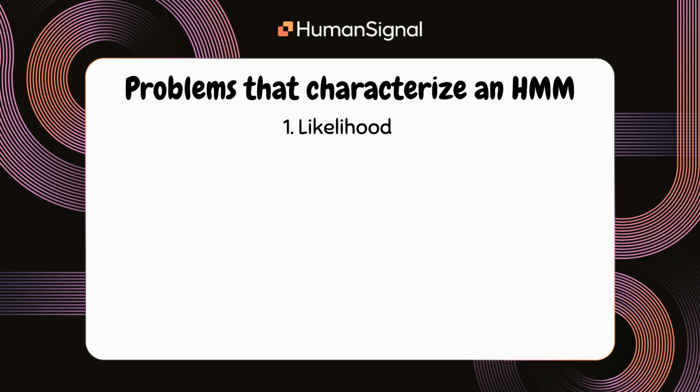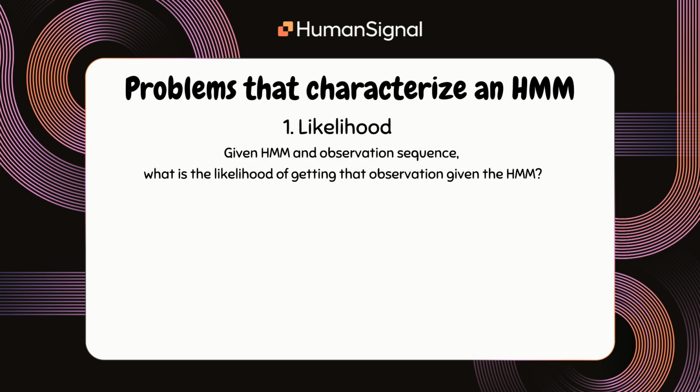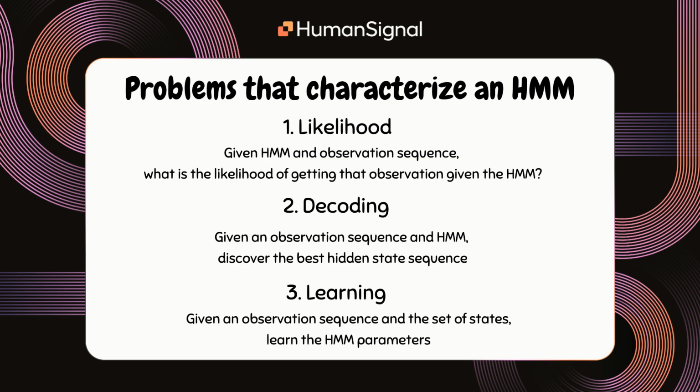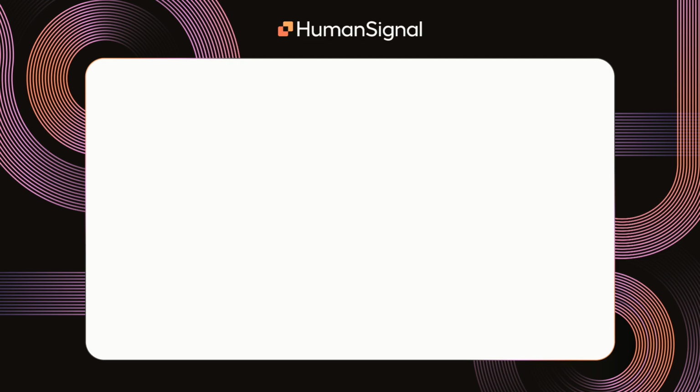The first is likelihood. Given an HMM and an observation sequence, what is the likelihood of getting the observation sequence given the HMM? We use the forward algorithm to answer this question. Number 2 is decoding. Given an observation sequence and an HMM, discover the best hidden state sequence, or, for example, given an HMM in a sentence, provide the sequence of part of speech tags. We use the Viterbi algorithm for this. The third is learning. Given an observation sequence and a set of states in the HMM, learn the HMM parameters. We use the forward-backward algorithm or the Baum-Welch algorithm for this. For all 3 types of these problems, we visualize the HMM as a trellis.